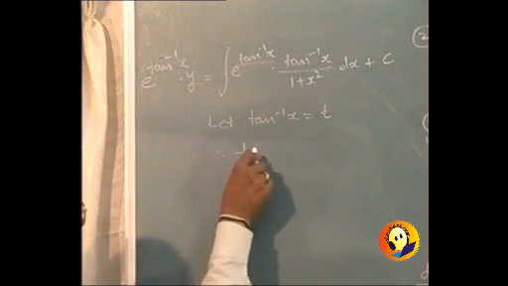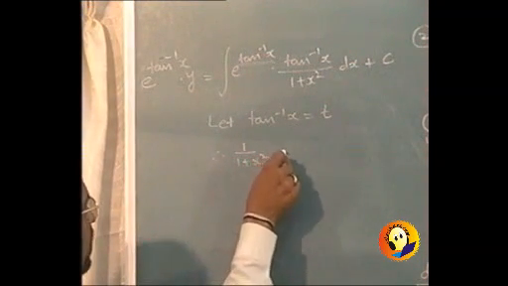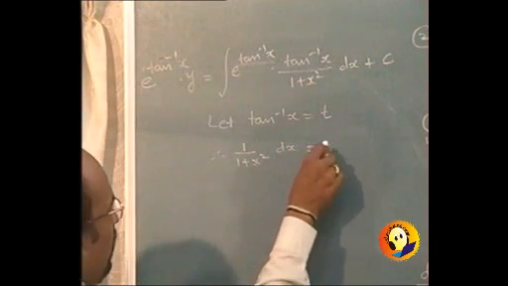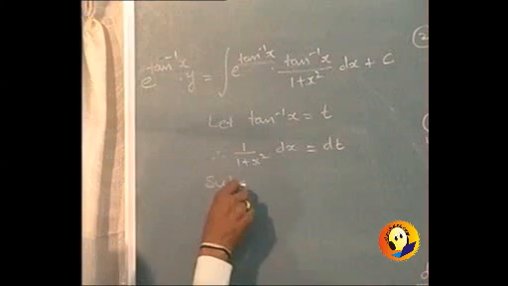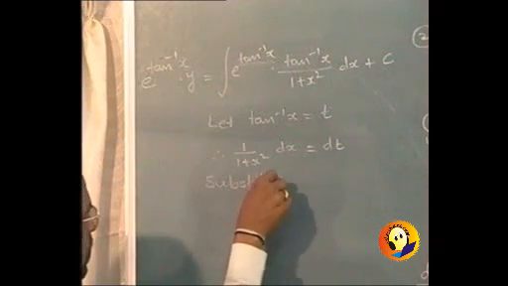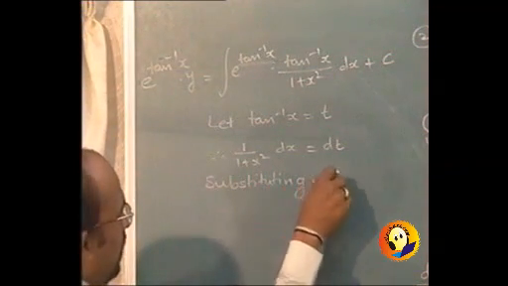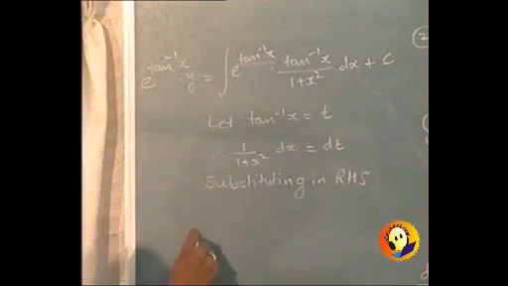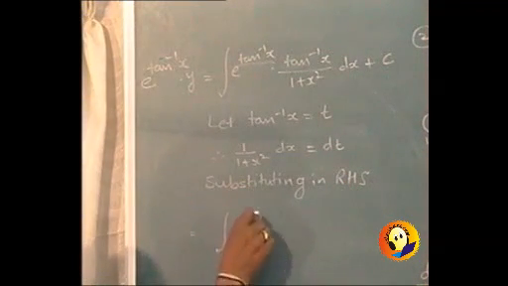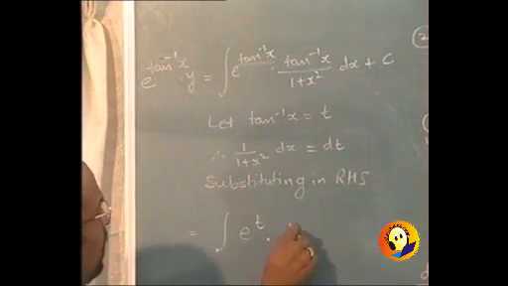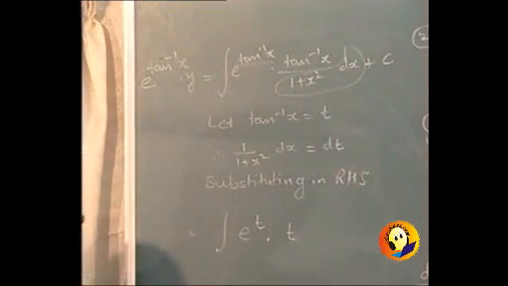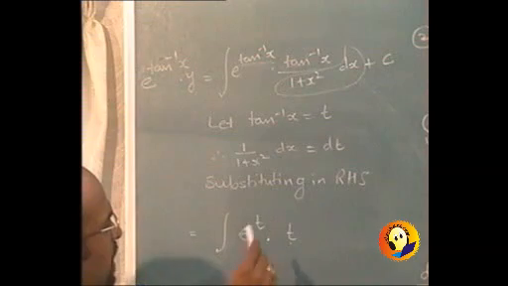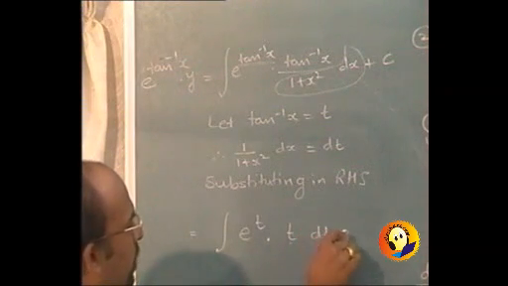Therefore 1 upon 1 plus x square into dx will be dt. Substituting in the right hand side, we get the integral of e raised to t. See, this dx upon 1 plus x square is going to form dt. So tan inverse x will be t, into dt plus constant.